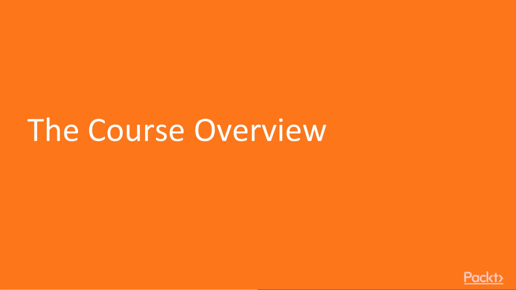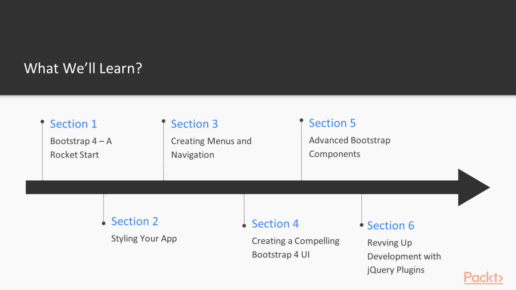So to begin our course overview, we can take a look at what we are going to be learning. This course is divided into 6 sections, and we'll go through each of the sections one by one to basically introduce you to what we will be learning. In our first section, called Bootstrap 4 A Rocket Start, we will be learning about the new things in Bootstrap 4, how we can migrate from Bootstrap 3, what Flexbox is, and some of those more interesting things just to get us started quickly with Bootstrap 4.